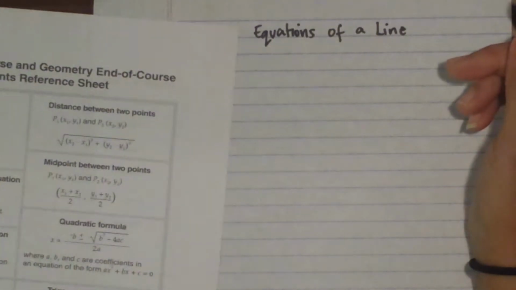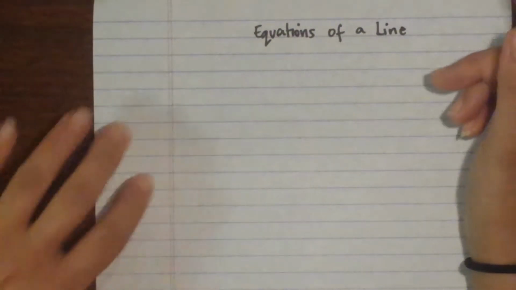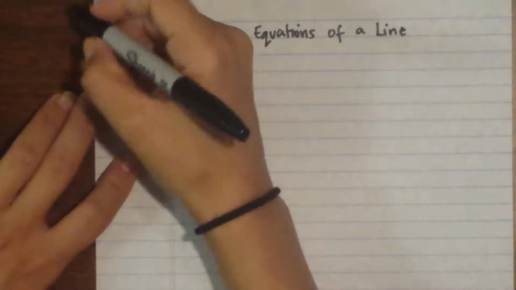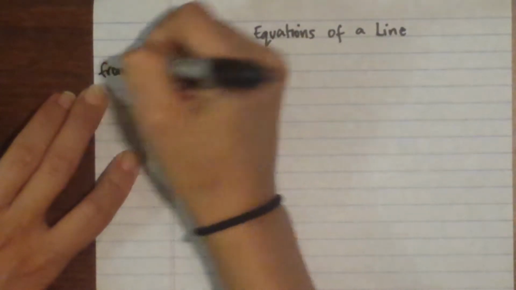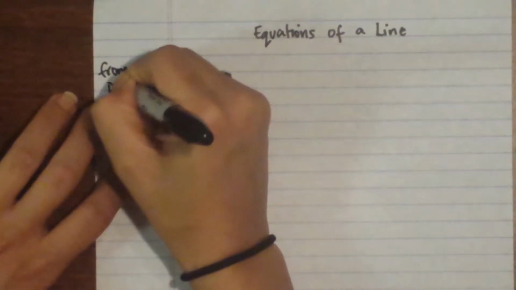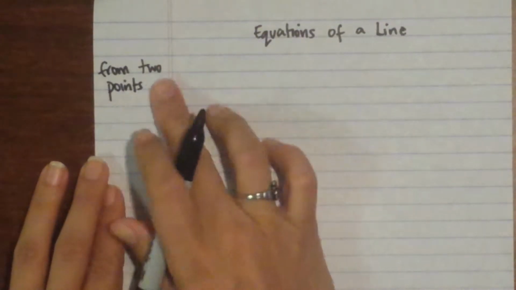Alright, equations of a line. That's your title. Okay, in the far left hand side on your margin, because we're going to find equations of lines from several things, the first thing we're going to write down is from 2 points. So this is how you find an equation of a line from 2 points. Alright, don't pass the margin. So find an equation line from 2 points.